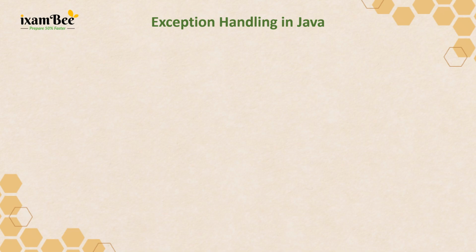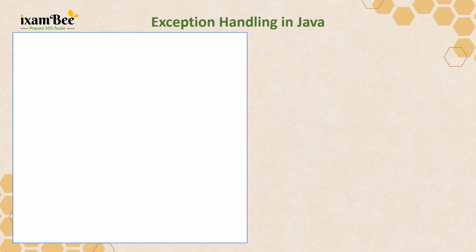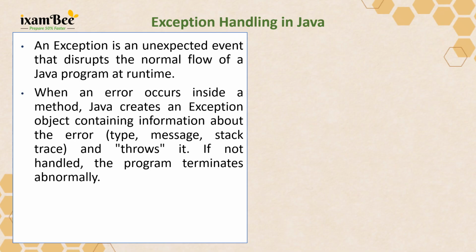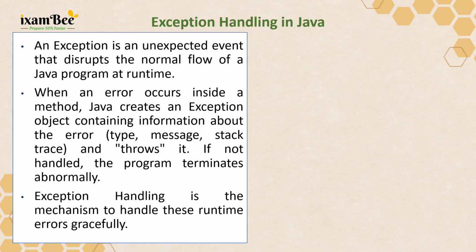So let us now understand what is an exception. An exception is an unexpected event that disrupts the normal flow of a Java program at runtime. So when an error occurs inside a method, Java creates an exception object containing information about the error and it throws it. If it is not handled, the program will terminate abnormally. Exception handling is the mechanism to handle these runtime errors gracefully.